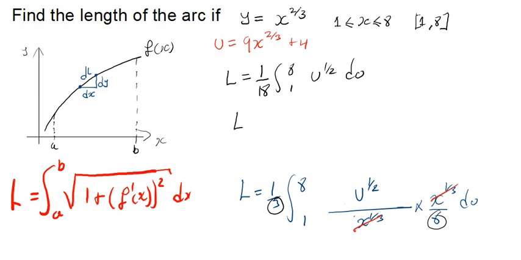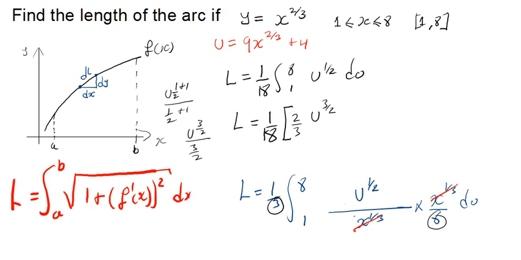Now L is going to be equal to 1/18. Then integrating this, what do we get? We are saying u to the power 1/2 plus 1, divided by 1/2 plus 1. This is simply u to the power 3/2 divided by 3/2, of which we can just write as 2/3 u to the power 3/2. Oh my god. Okay, so here we're going to have the limits 8 and 1 there.